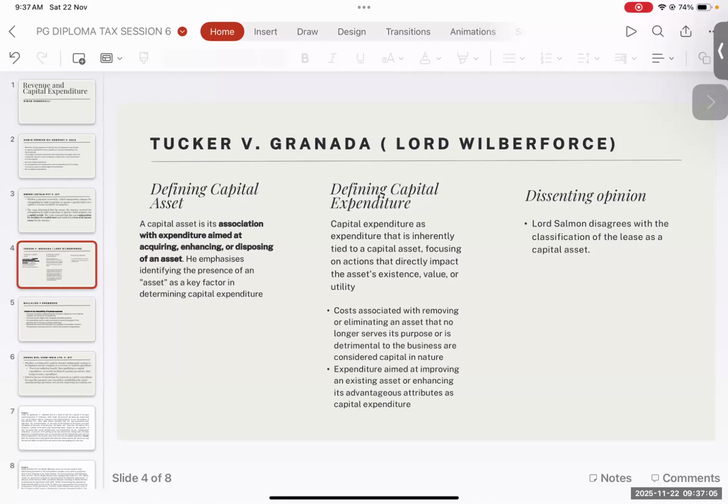Let me simplify the facts for you a little bit, right? The taxpayers in this case had a business that basically consisted of selling goods at motorway service areas, gas stations, etc. They had a shop selling goods at these motorway services. You know how it is, right?